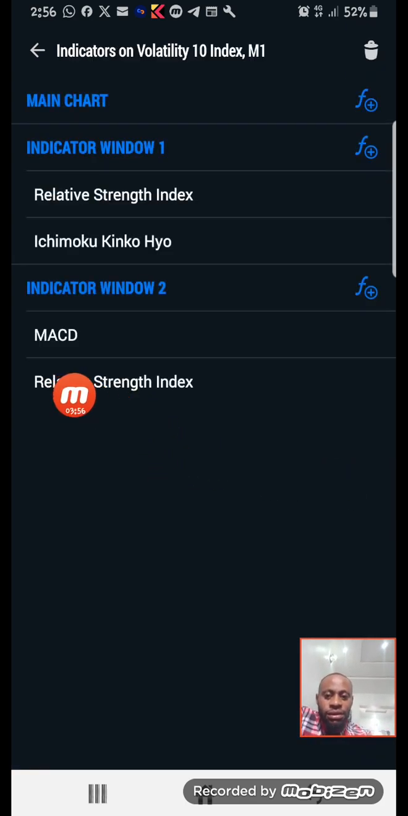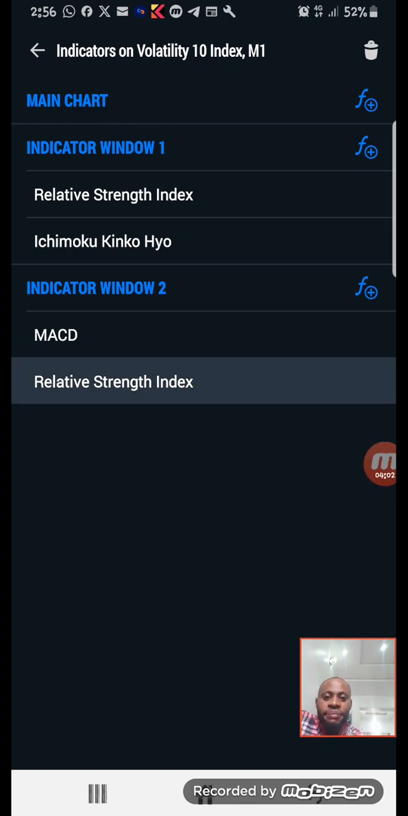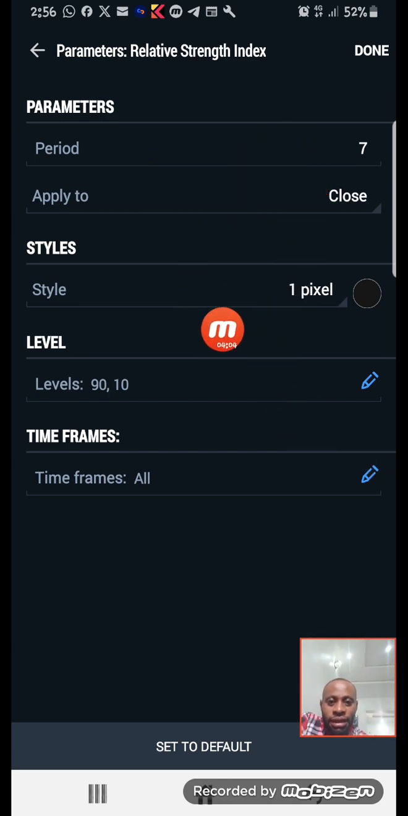And the last one is another RSI, relative strength index. Set it up like this, and then this one you have to blind this line. Choose the color of your background in this particular style, because in this particular indicator window 2 it's not needed. That's why it's blinded. So after that, you click done.